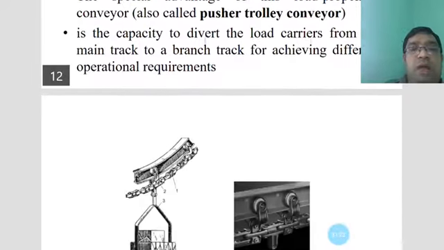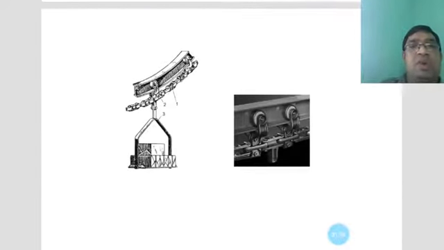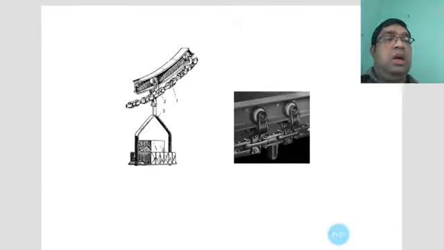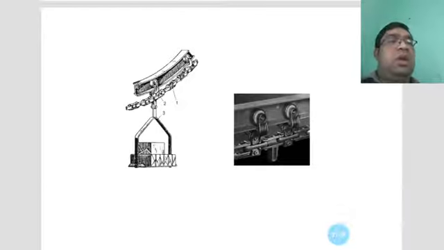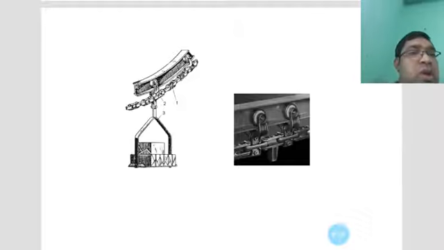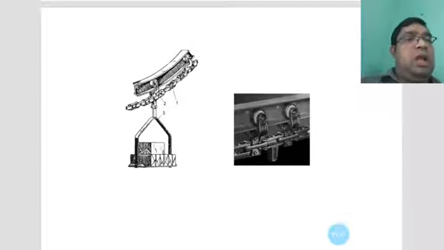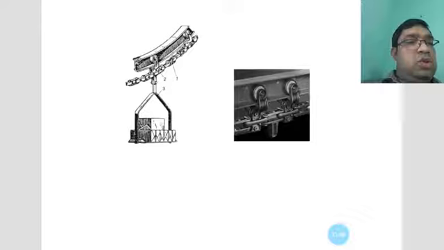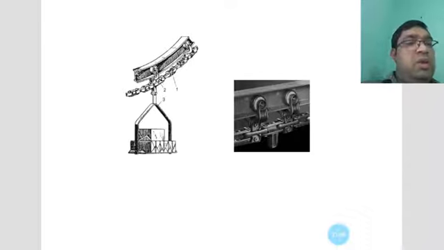And you can see this is one of the trolley conveyors. This is the trolley, my friends, mounted and hanging by the chain. It moves along, transferring materials from one place to another.